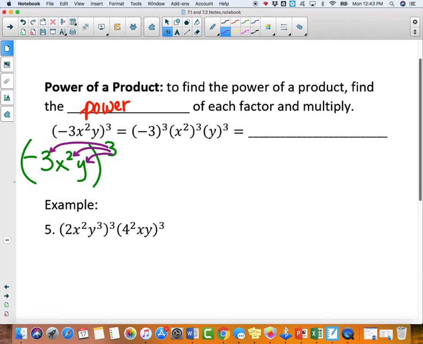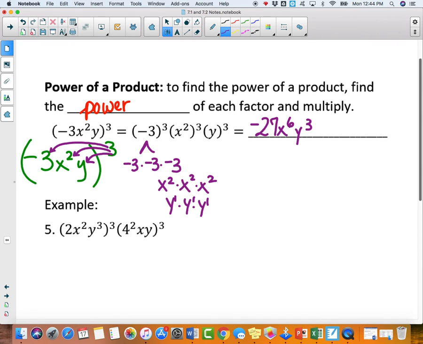Negative 3 to the third power is the same thing as negative 3 times negative 3 times negative 3, which is negative 27. X squared to the third power is the same thing as x squared times x squared times x squared, which is the same thing as 2 times 3, or x to the 6th. And then y times y times y. Remember, these have 1s there. Same thing as y to the third power.